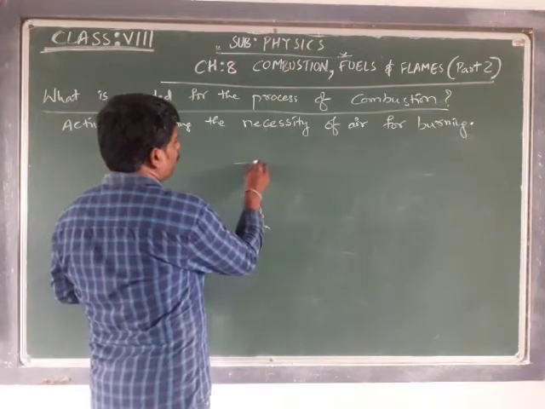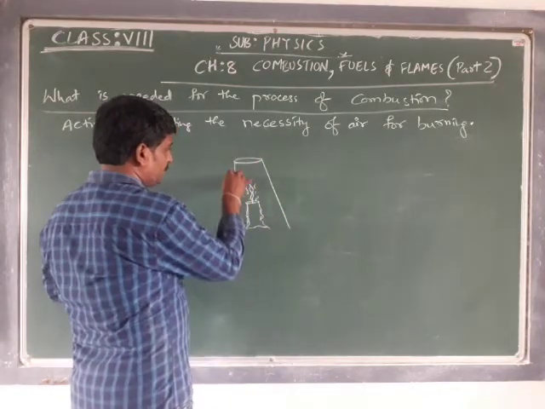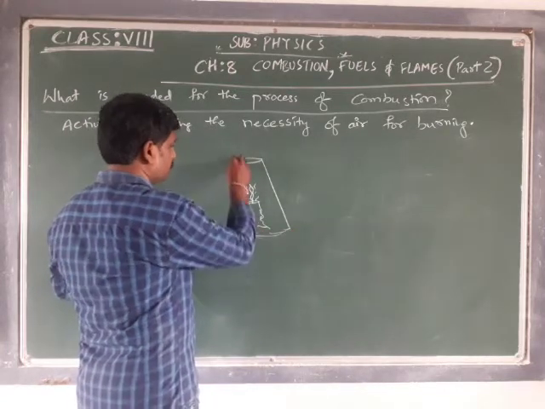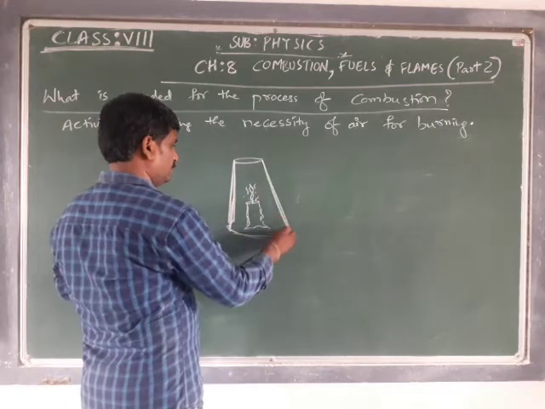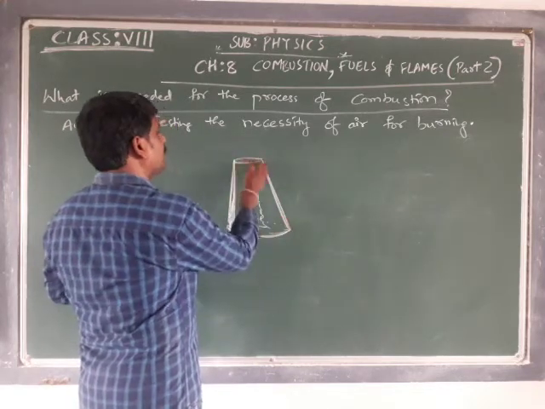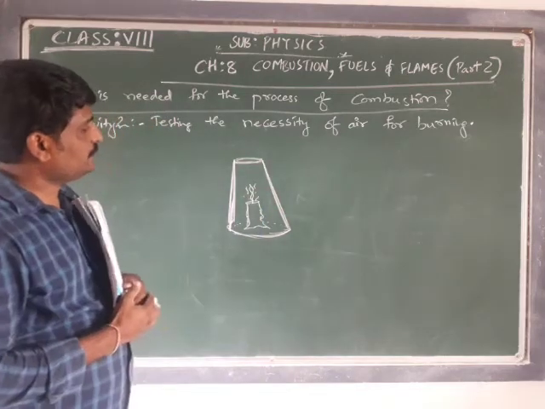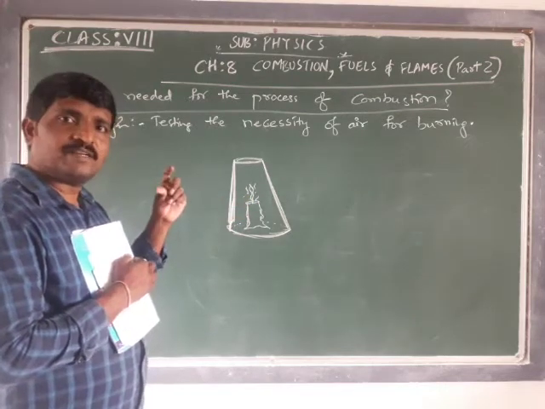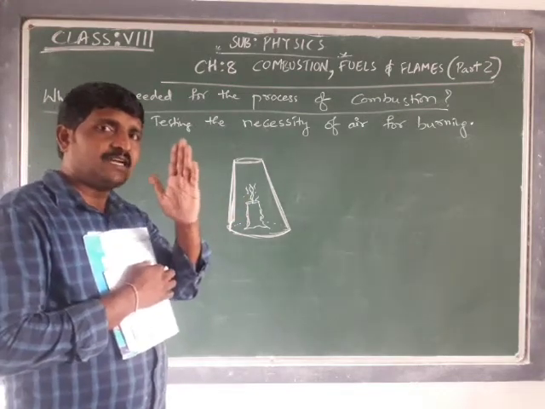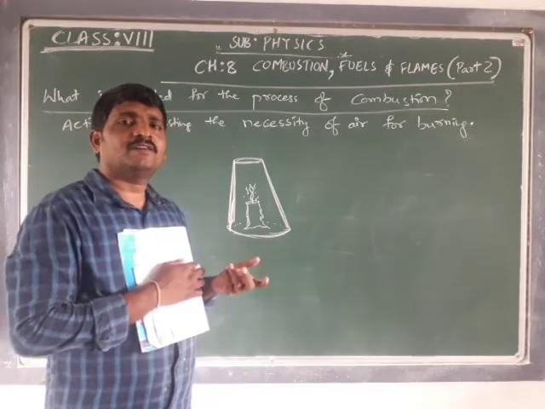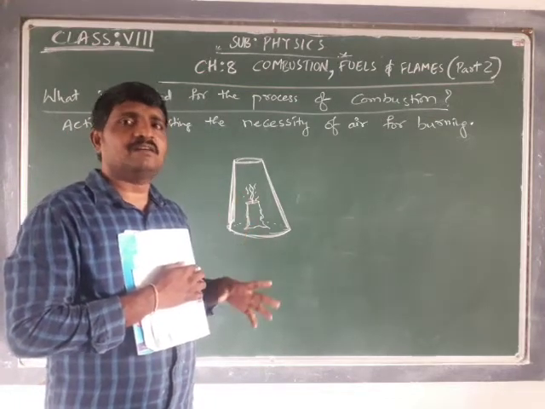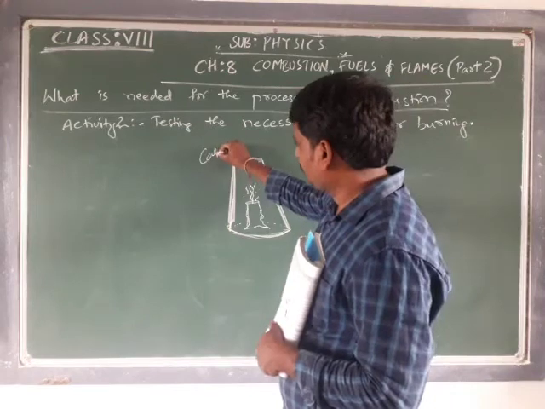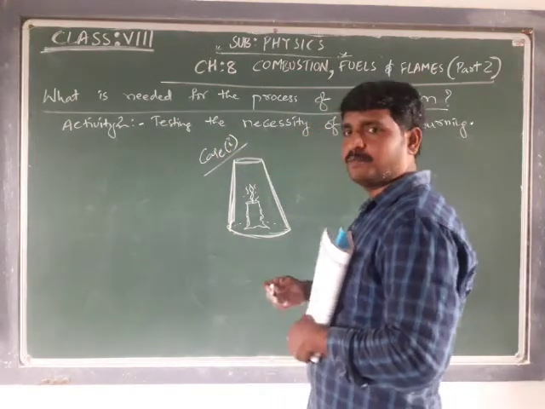Next, we have to invert a glass tumbler over this burning candle and observe. We notice that the flame of this candle burns for some time, then afterwards it starts flickering, and finally after a few seconds it turns off. This is case number 1, what we did and what we observed.